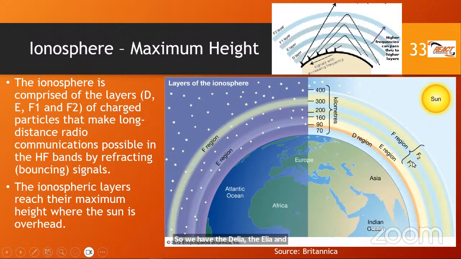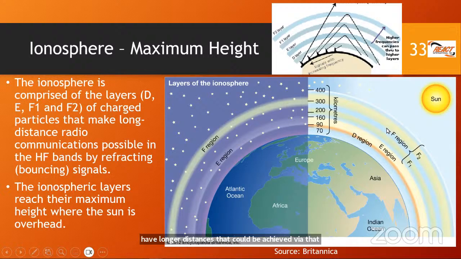And sometimes the F layer is divided into two. In the daytime, it's the F1 and F2 layer. F2 is much higher, right? Because of the sun during the day, ionizing those particles and causing that layer. And it causes stronger propagation because it's higher and you have longer distances that could be achieved via that F2 layer during the daytime, right?